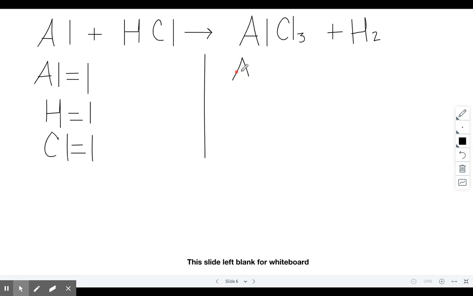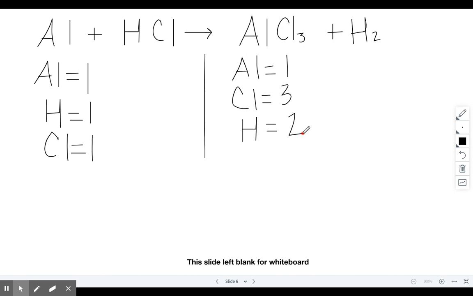So then I go to my product side. My aluminum, I still have 1 over here. Chlorine, I have 3. So that's not good. And my hydrogen, I have 2.